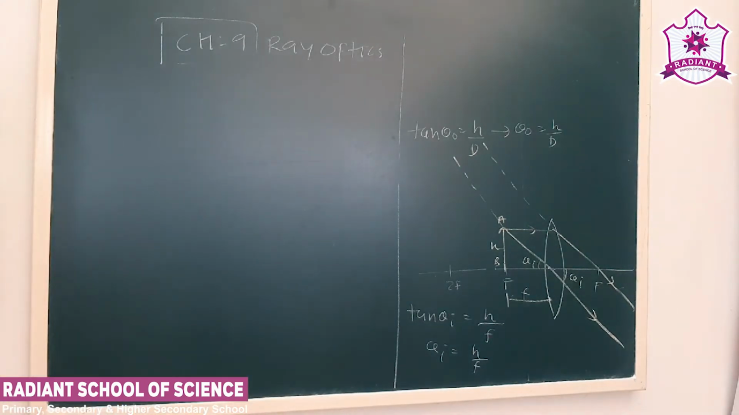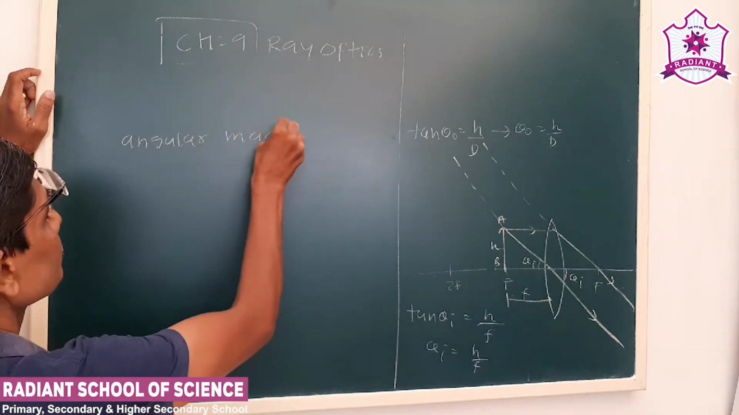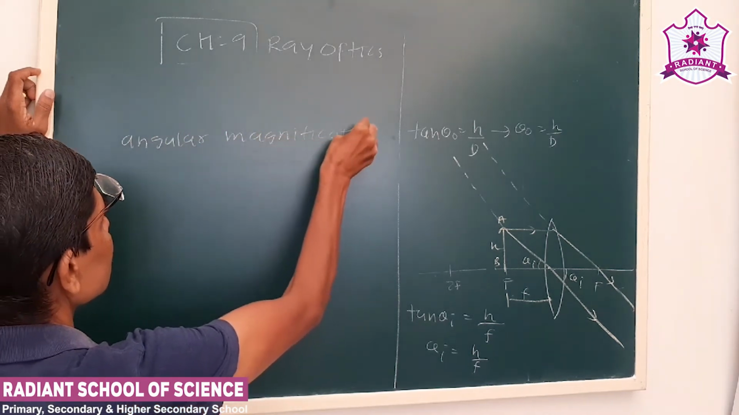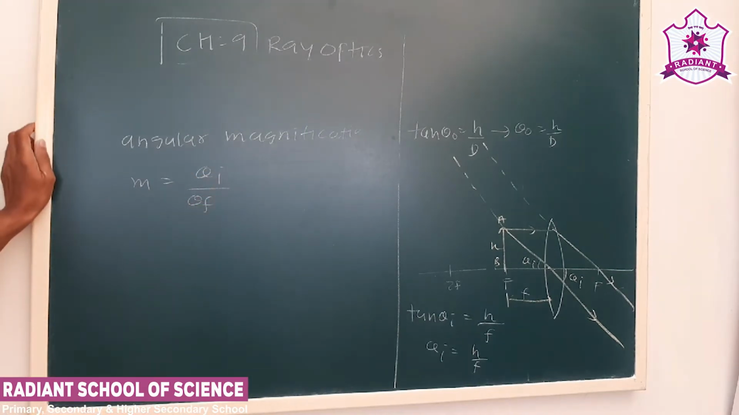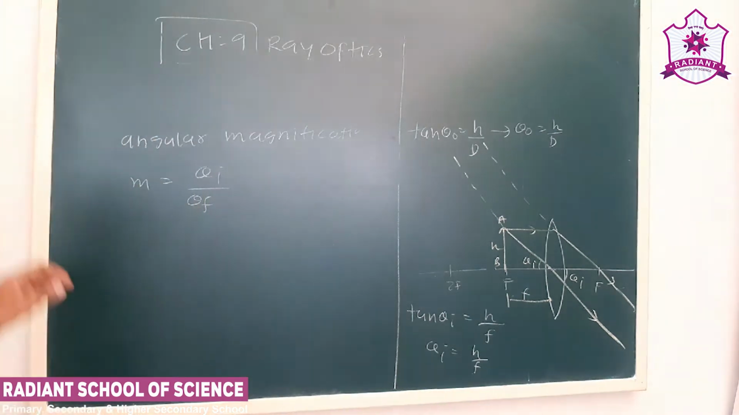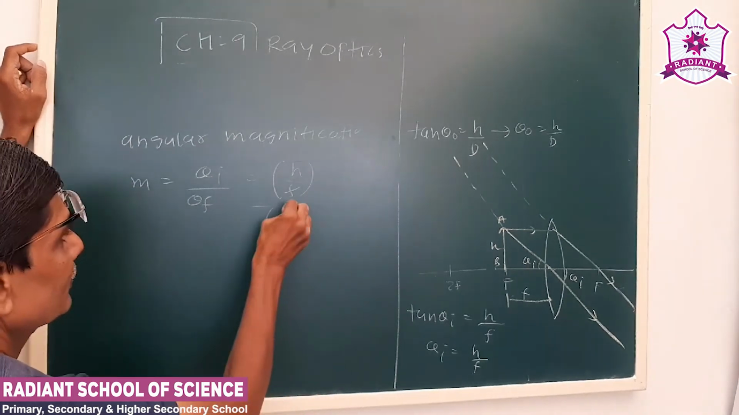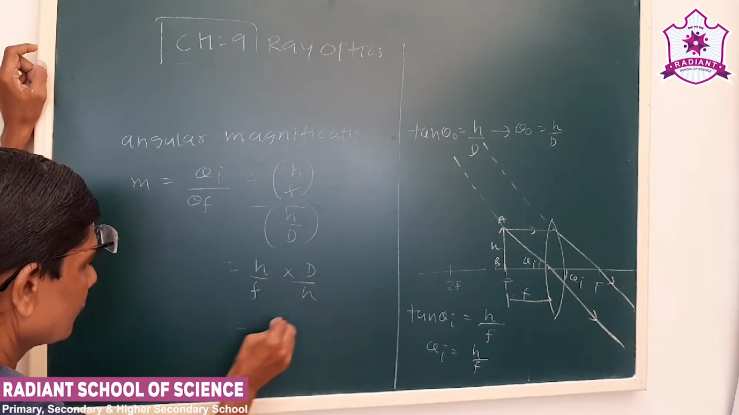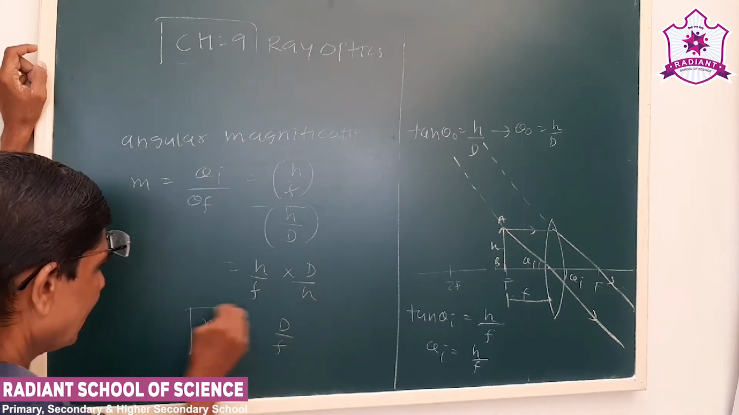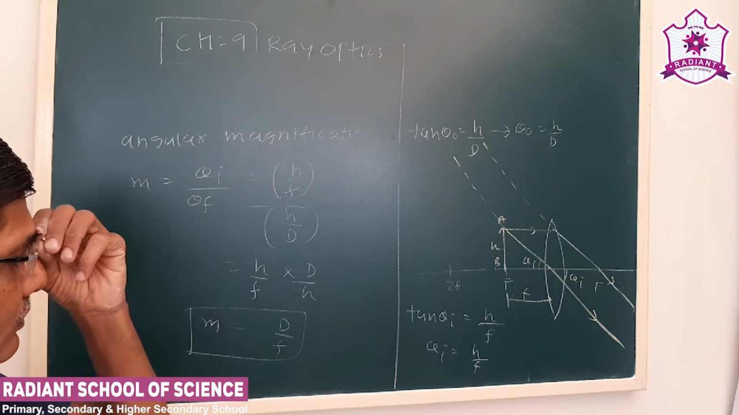Now see the magnification, there is an angular magnification. See, why angular magnification we are taking in terms of angle. Angular magnification is theta I by theta 0, that is h upon f upon h upon d. So this is how the image is formed. This is the equation of the magnification when the image is formed at infinity.